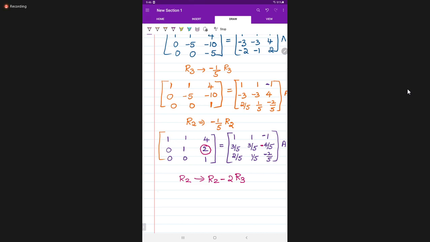So it becomes 0. 1 into 1, 1, 4, right, as it is. 1, 1, 4. 0, 1, 0. 0, 0, 1. Equal to 1, 1, minus 1 into A, right, as it is. Now tell me the answer.